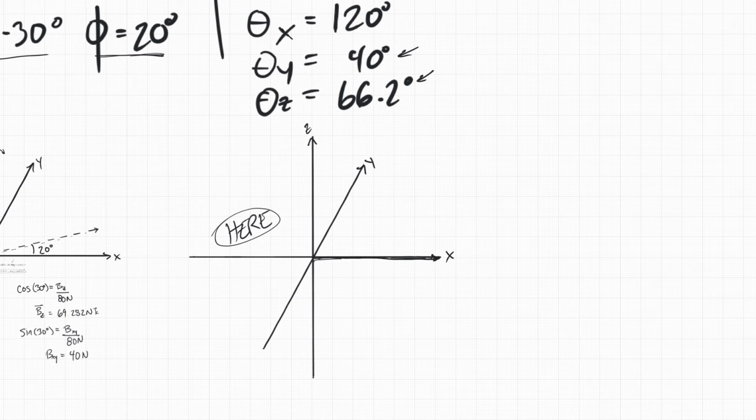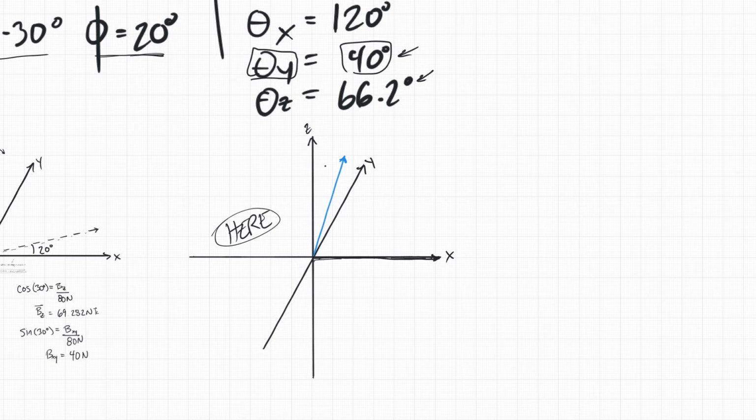I'm going to pick a point. It's closest to the y-axis because it has the smallest angle there. So maybe I'm going to put it right in here somewhere. And we're just kind of making this up, really. That makes theta z look very small, though, doesn't it? Okay, let's put it down here. This is the hardest one to draw, in my opinion.